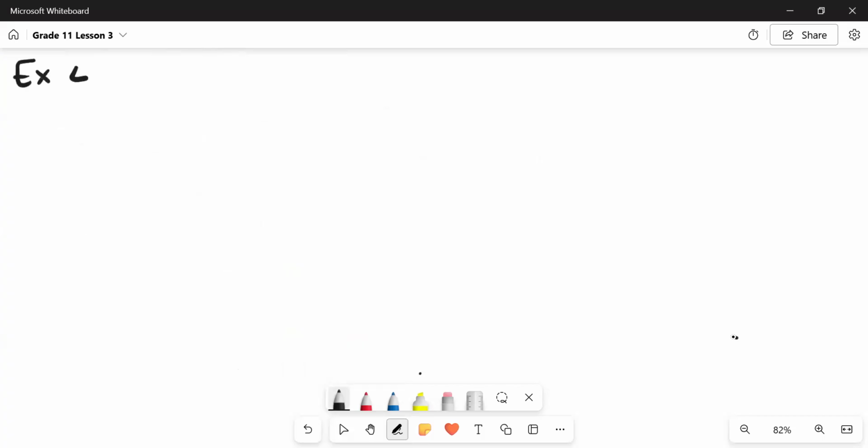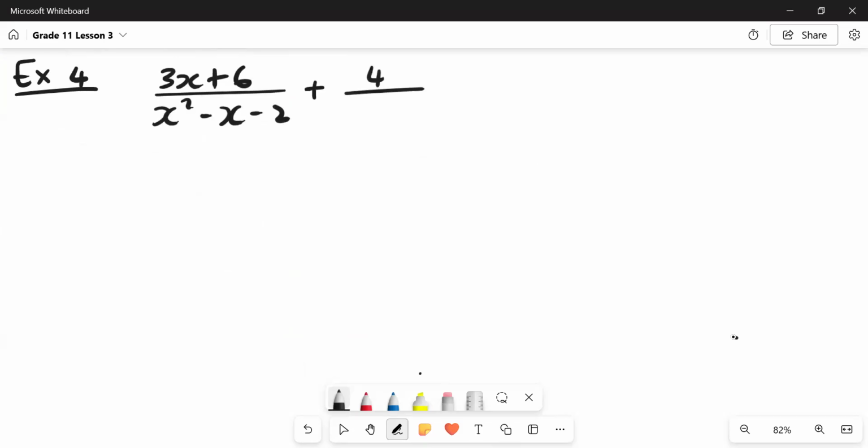We have to solve for x and we are given (3x + 6) over (x squared minus x minus 2), plus 4 over (2 minus x), equals minus 4 over (x squared plus 4x) plus 3.